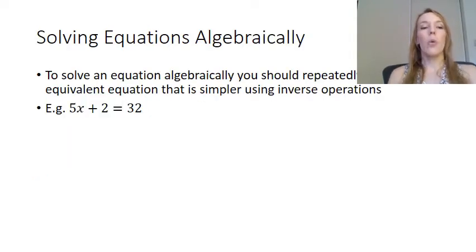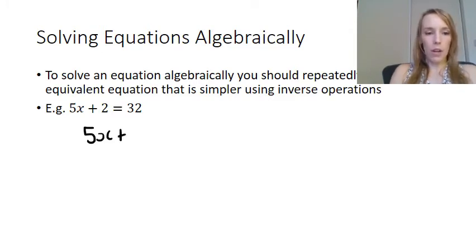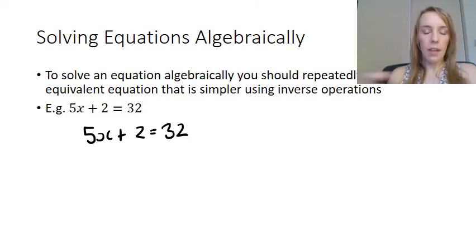Okay. So we can actually use this principle of equivalent equations to solve equations algebraically. To solve an equation algebraically, you need to repeatedly find an equivalent equation that is simpler, and to do this we use inverse operations. Inverse is kind of just like the opposite. So for instance, 5x plus 2 equals 32. If we want to solve that algebraically, we're going to repeatedly find equivalent equations that are simpler.